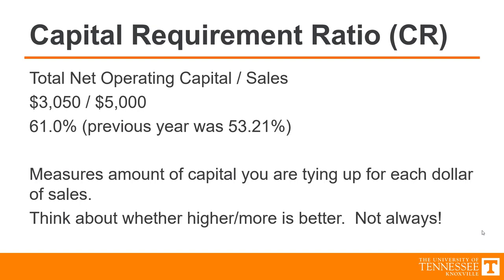Well, you've got to think about what this ratio is measuring. In this case, it's measuring the amount of capital you're tying up for every dollar of sales. So this year we're tying up 61 cents of capital for every dollar in sales. Last year we were only tying up 53 cents of capital for every dollar in sales. So we've had to invest in more assets for every dollar of sales. And so this would be a picture of inefficiency, of growing inefficiency. So in this case, a higher ratio is definitely not a better ratio.